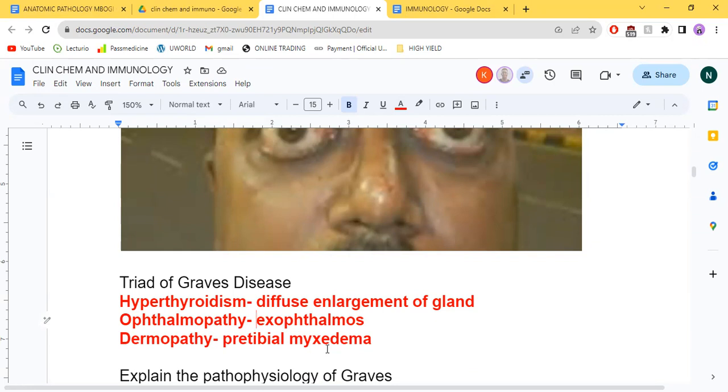So who can help us? What's the pathophysiology of Graves' disease? Can someone help with this? Explain the pathophysiology of Graves'. Low TSH, yes. What causes the low TSH? IgG, yes.